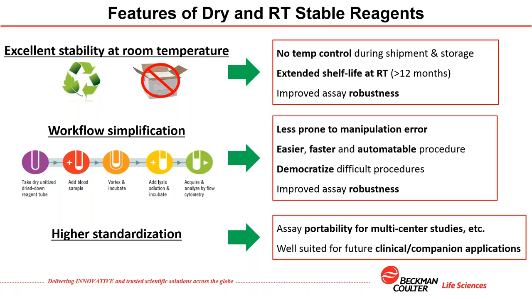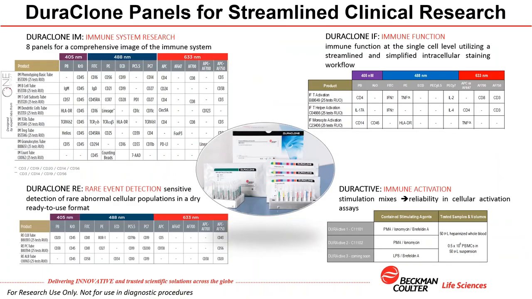We have been working on this technology for the past 5 or 6 years, and this enabled us to develop a variety of panels that are currently being commercialized and available as products. These products and panels address a lot of the current needs. For basic immune system research, a variety of panels are available that enable you to do in-depth phenotyping with this ready-to-use and room temperature stable format.